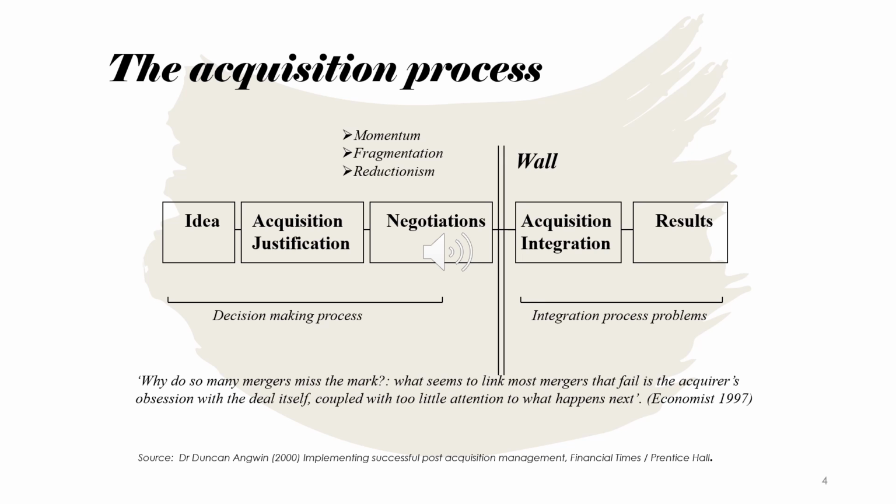Having justified it and tried to find a target, you then move into negotiating with the target in order to conclude a deal. And if those negotiations are successful, we then move towards the acquisition integration, where we try to put the two companies together, and hopefully these lead to improved results overall for the acquirer.